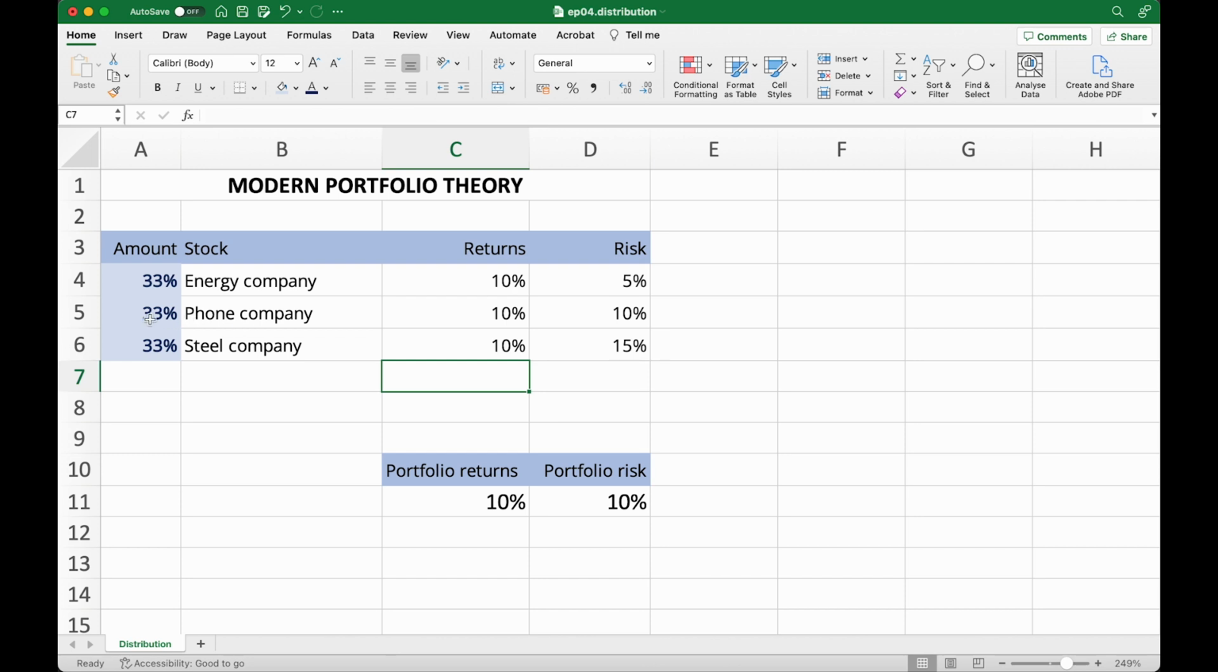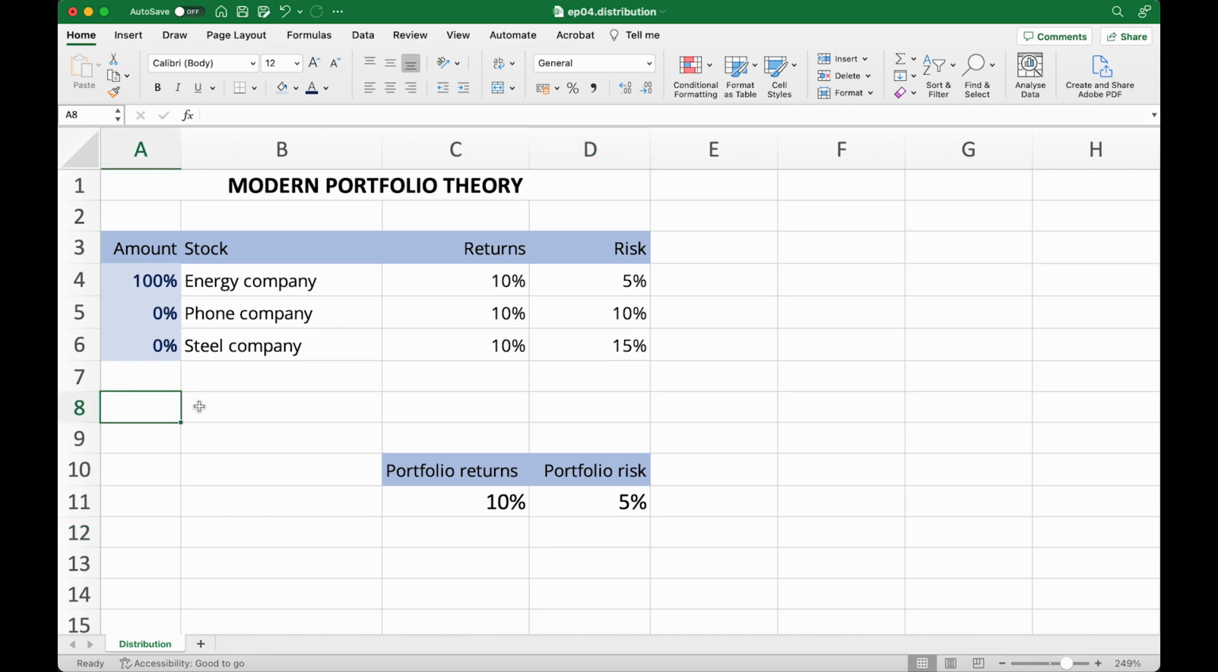But what if we were to do it like this? If we have 0%, 0%, and we have 100%, then all the risk will come from this stock, and we would have 5% risk.